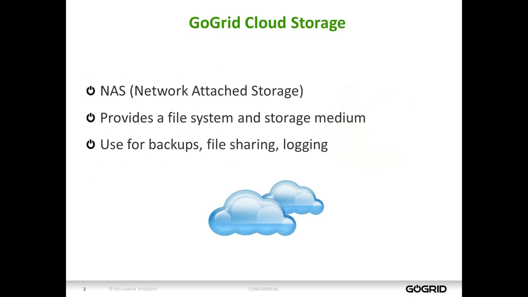Okay, Mark, why don't you let us know what is cloud storage? Okay, the first of our two products is going to be our GoGrid Cloud Storage. When you think of GoGrid Cloud Storage, you basically want to think of it as network-attached storage, or basically just a file server. What you're getting with the product is a file system and a storage medium, which is scalable. It's useful for backups, file sharing, logging, any type of static content that you want to preserve. That would be ideal for cloud storage.